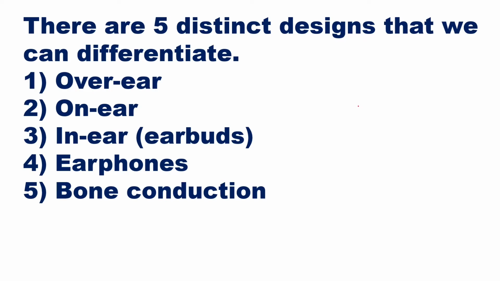Then if you go to see, there are five distinct designs that we can differentiate. The first one is over-ear design. The second one is on-ear design. The third one is in-ear, which are also called earbuds. The fourth one is earphones. And the fifth one is bone conduction. So we'll see this one by one.